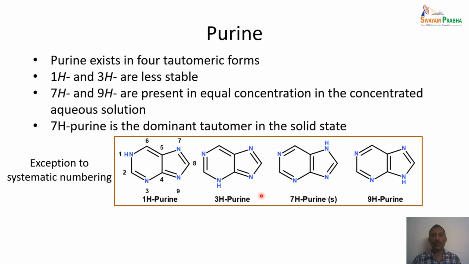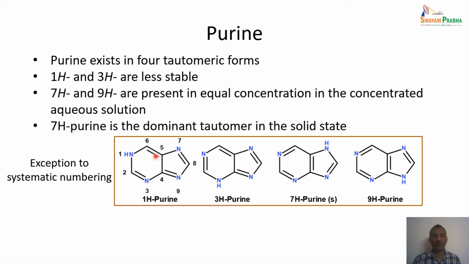Let us look at purine. Purine basically exists in 4 tautomeric forms. 1H and 3H are less stable. So here again, in the case of purines and pyrimidines, biologists are the people who actually started numbering them. That is the reason the numbering, as we mentioned earlier also, is not following the systematic numbering which we generally use in organic chemistry. That is, the IUPAC nomenclature is not being followed here. So that is the reason.